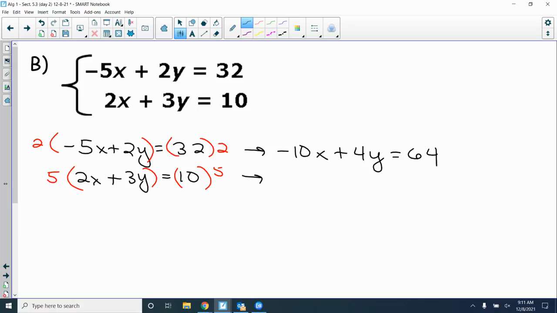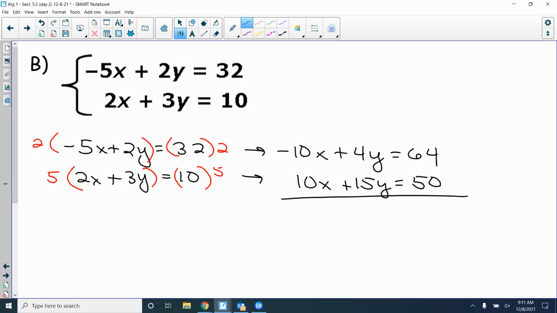Take a second if you're still working there. Take a second on the bottom one. Ryan, what about the bottom one? 10x plus 15y equals 150. I don't know about that one. 50. That sounds better. Equals 50.